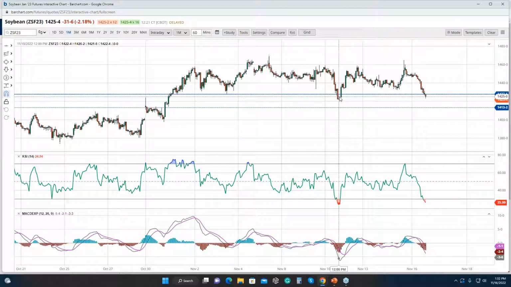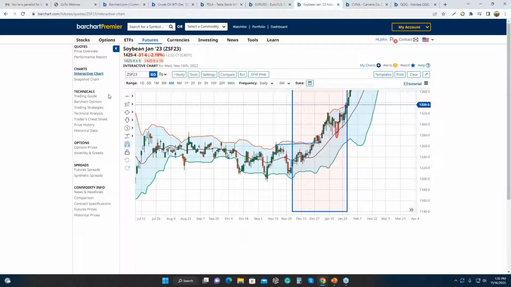So this would be a good potential entry for us. Now, what's my risk? My risk would be just below this. So this would be a very low risk trade. Now, there's other technical analysis that I can use. One of the ones that I like to use is ATR, or average true range.